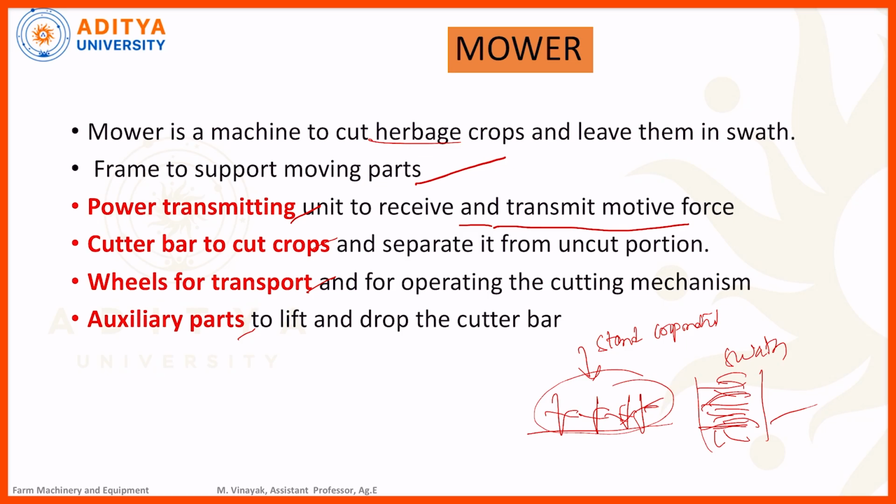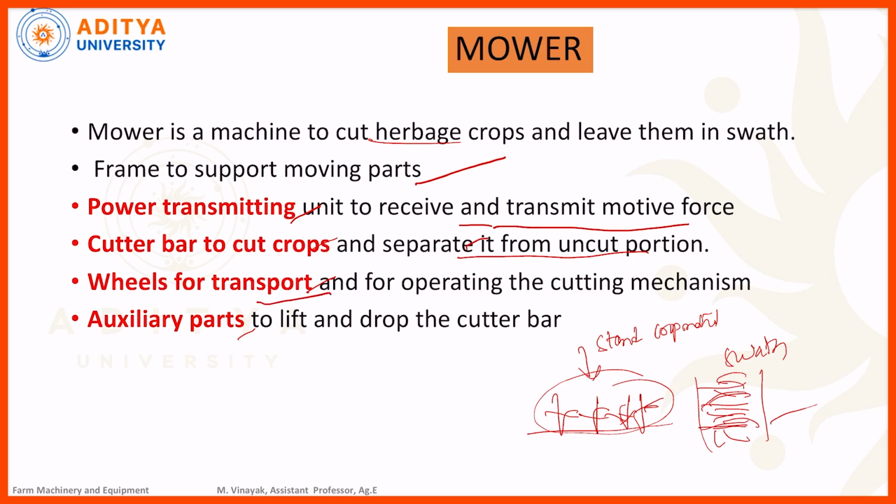Next is the cutter bar, to cut the crop and separate it from the uncut portion. The cutter bar can harvest the crop as well as leave it as a swath, separated from the uncut portion of the plant material. Next, wheels for transport. We need to transfer the mower from one place to another, and by using the wheels only, we can transfer the mower.